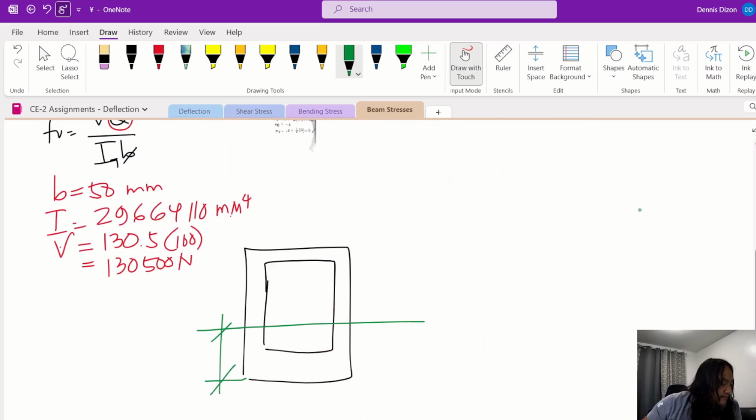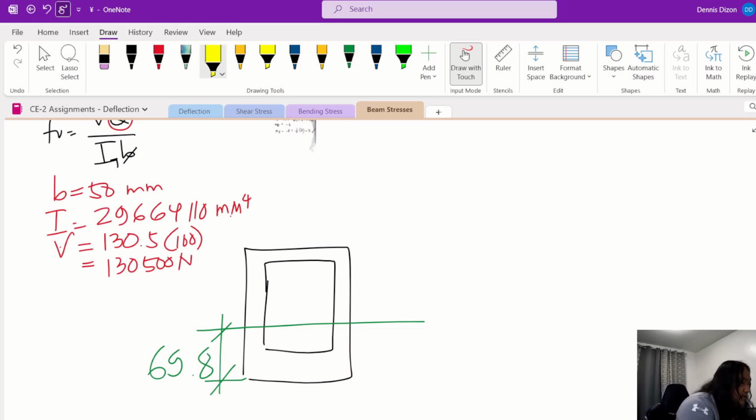69.8. So we'll see. We will use the one at the very top. So we'll use this one. We'll use that one and then this one as well. So this is our one, this is one, and then this is two. Or one, two, three. Where one and two is equal.